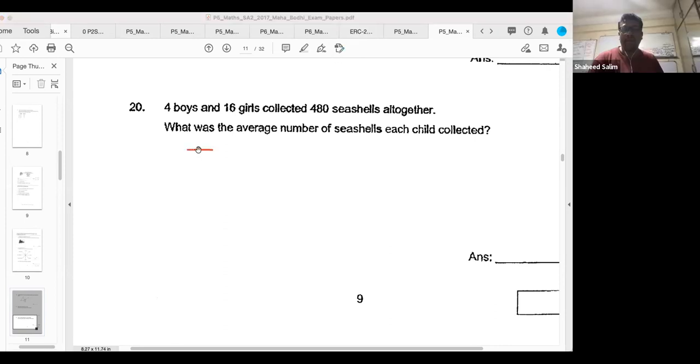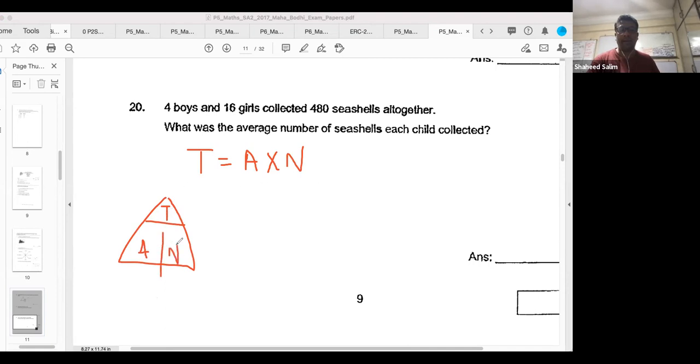Mr. Tan: total equals average times number. So how to do? What do you want to find? Remember this. Tan: T, A, N. What do you want to find? You want to find average, you know. Total divided by number. Average equals total divided by number.